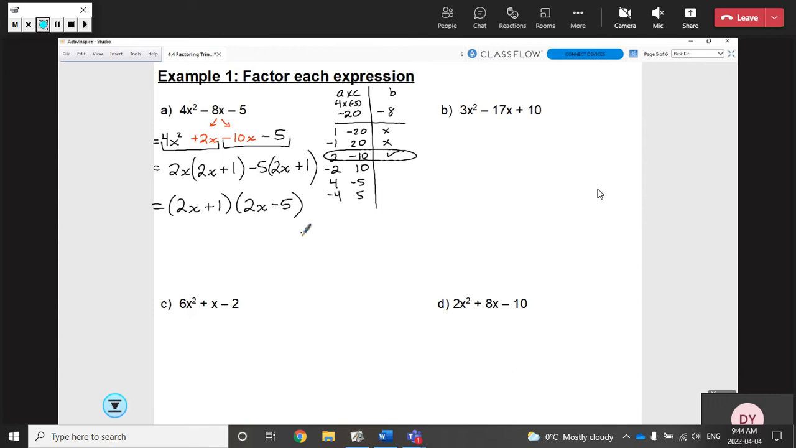What do you think? Try another one? For sure. Questions, actually? Questions about this one? Yeah. Where did the 2x plus 1 come from?